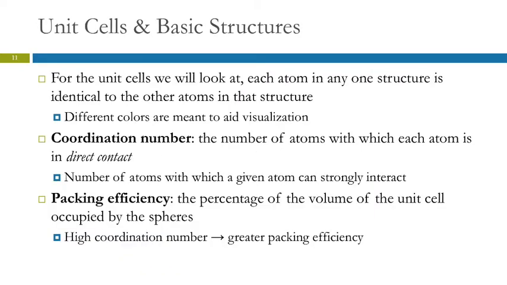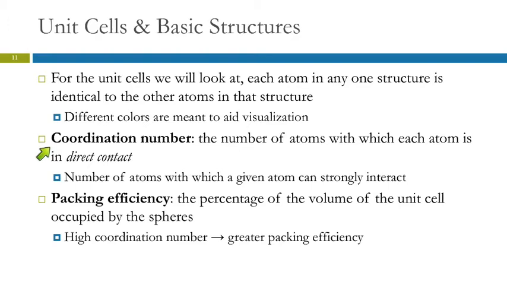So we're going to look at unit cells in a relatively simple way. We're going to look at them in such that every atom is the same as the other atoms. So we're not going to be worrying about we've got two different kinds of ions or anything. So when we look at these cells, there might be different colors, and we're just using different colors to help us identify and visualize what's going on here. They're all going to be the same atoms.